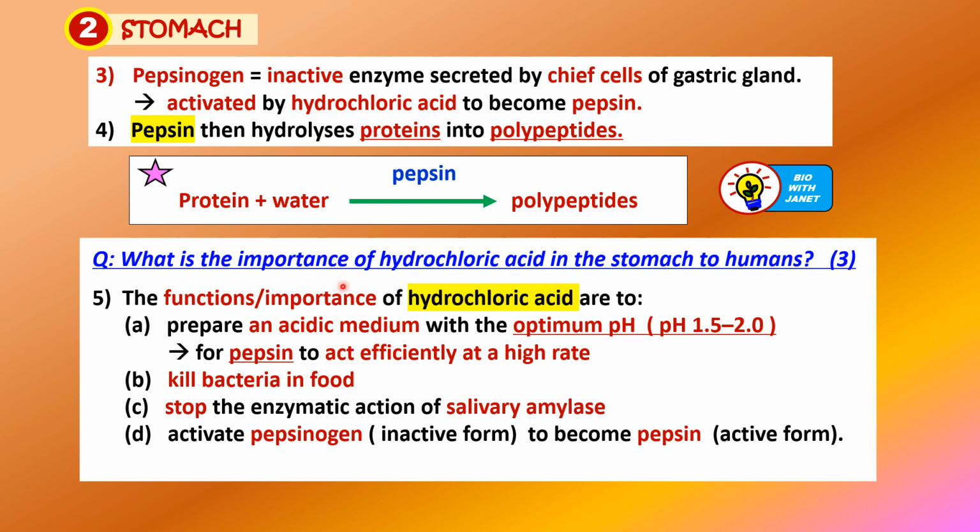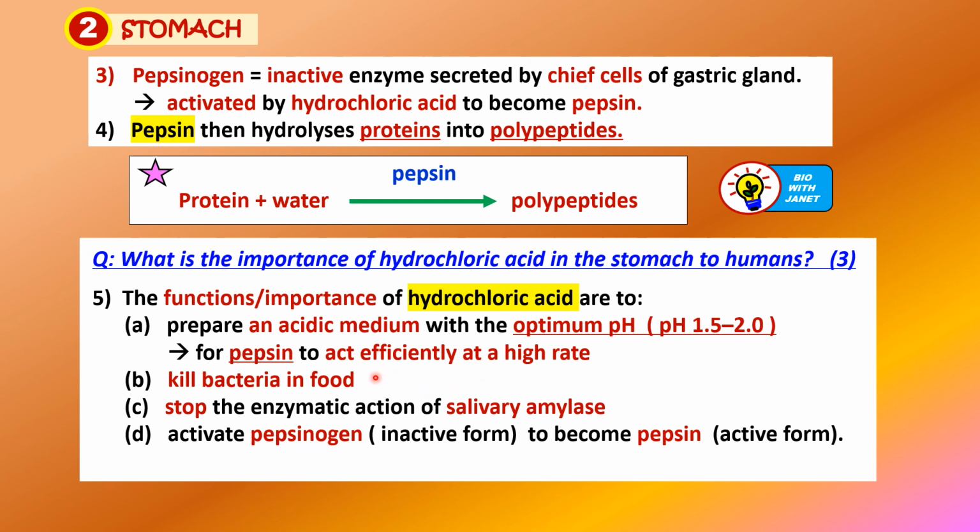Now, what is the importance of hydrochloric acid in the stomach to humans? This is a past year SPM question, right? So if it's 3 marks, you have to try to give 3 different functions. Now, the functions or the importance of hydrochloric acid are to prepare an acidic medium with the optimum pH of 1.5 to 2 for pepsin to act efficiently at a high rate. So mention that at this optimum pH, pepsin acts efficiently at a high rate of reaction.